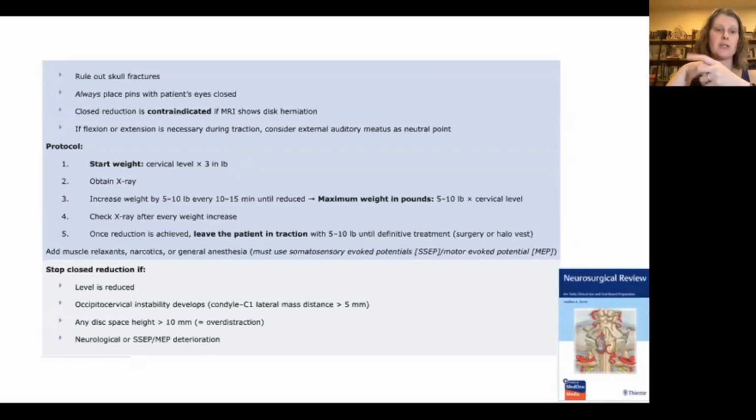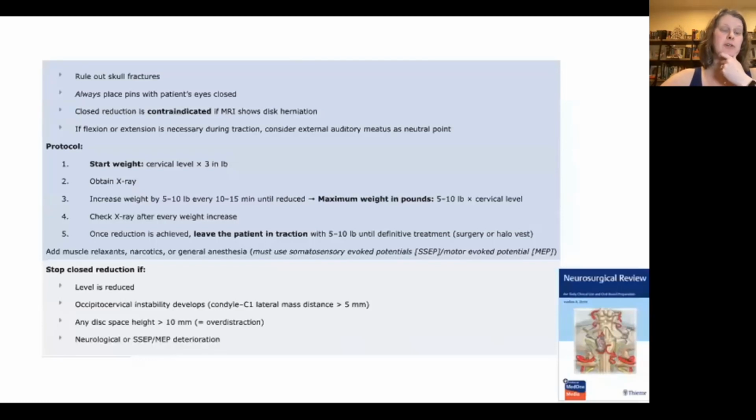When you're starting the weight, you start with a very low weight and obtain an initial x-ray. That initial x-ray makes sure you don't have any atlanto-occipital dislocation or anything like that. Then you increase your weight, and for each weight increase, you check an x-ray. So when you're a resident, you want to have the x-ray machine in the room. You don't just want lateral films. You want the x-ray machine right there so they can take repeated x-rays for each weight increase. Once the reduction is achieved, you generally leave the patient in traction until definitive treatment is done, and that's usually going to be surgery.